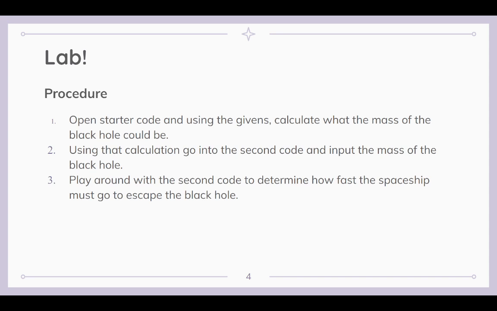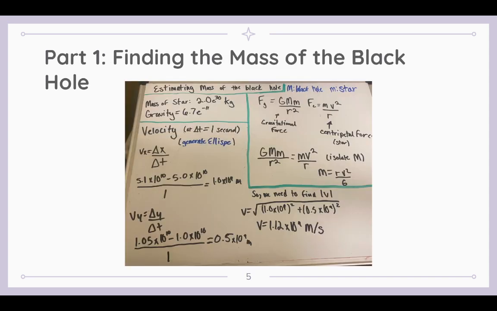For the lab, the procedure was to open the starter code using the givens, calculate what the mass of the black hole could be, then using that calculation, go into the second code and input the mass of the black hole, and play around with the second code to determine how fast the spaceship must go to escape the black hole.